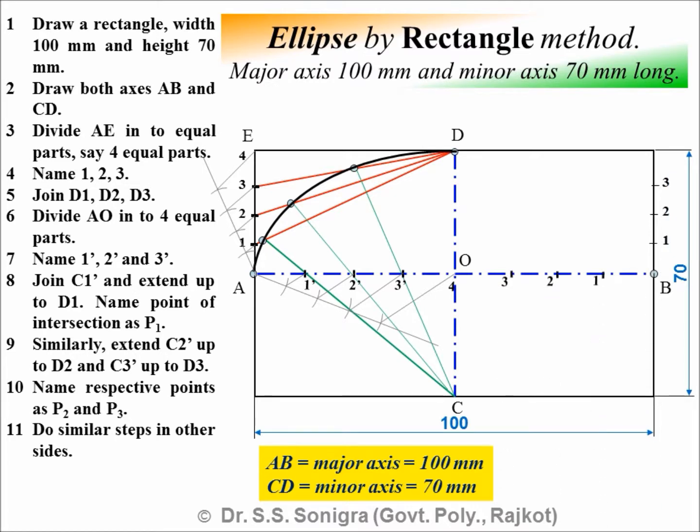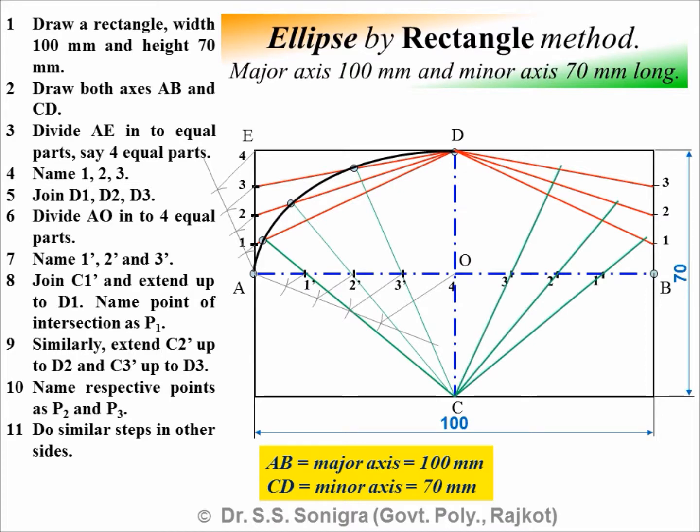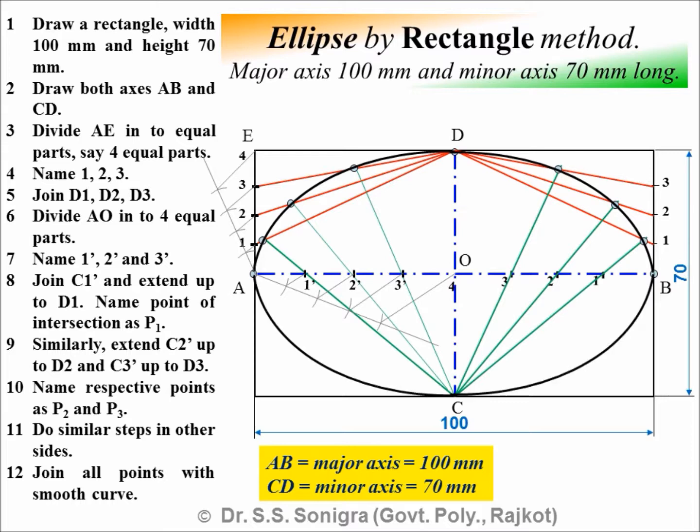Do the same exercise on the other side. Point number 1, 2, 3, equal division of that side also. Join the respective points D1, D2, D3, extend C1', C2' and C3', and the respective points of intersection are these. Join all these points with a smooth curve as shown over here, and that is the ellipse of given dimension. Width is equal to 100 mm, height is equal to 70 mm, or major diameter and minor diameter 100 mm and 70 mm respectively.